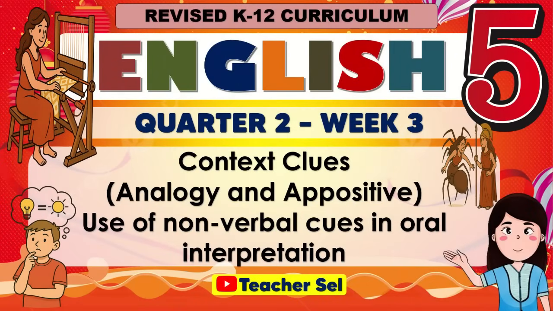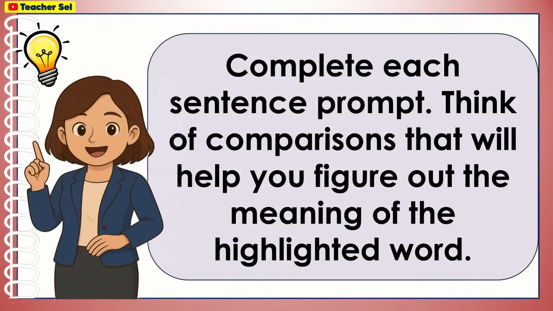Revised K-12 Curriculum English 5 Quarter 2 Week 3. Our topics are context clues, analogy, and appositive. Use of nonverbal cues in oral interpretation. Complete each sentence prompt. Think of comparisons that will help you figure out the meaning of the highlighted word.